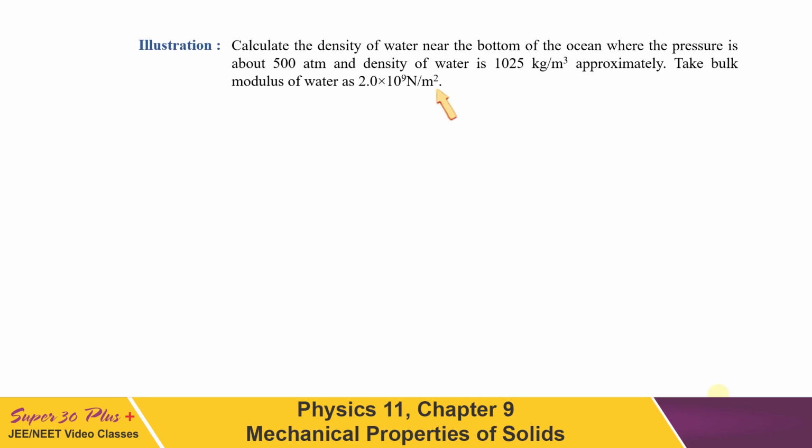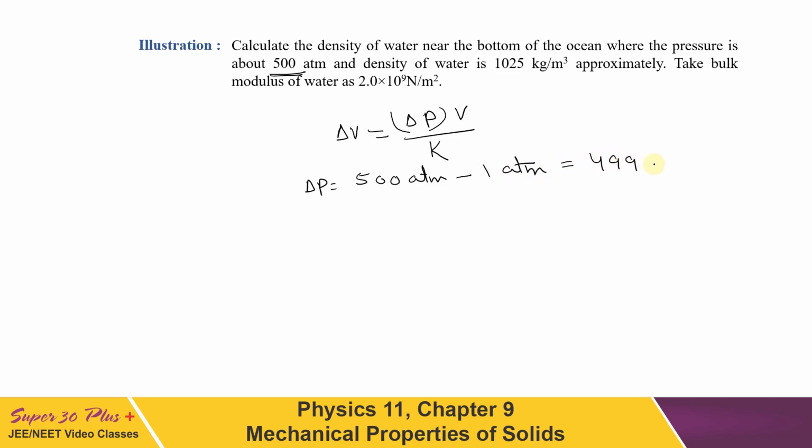Now from the formula, delta V can be written as delta P multiplied by V upon K. Here the pressure change delta P is, this is 500 atmosphere, but we have to write the change in pressure. So delta P has to be equal to 500 atmosphere minus the atmospheric pressure which is 1 atmosphere. So this will be 499 atmosphere. Generally students make this mistake while putting the value of delta P.